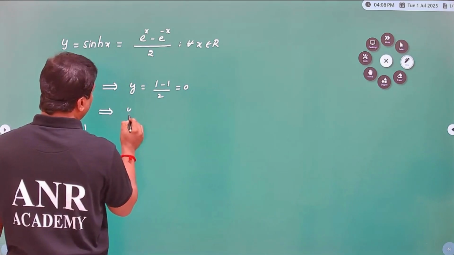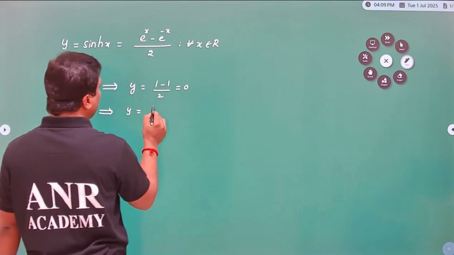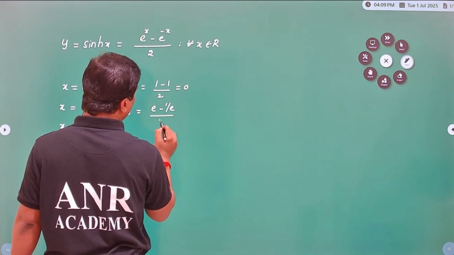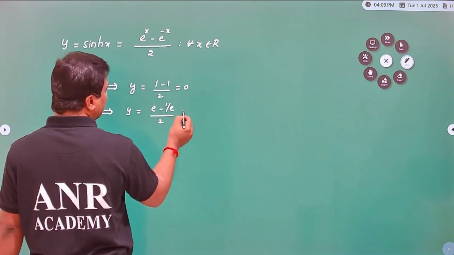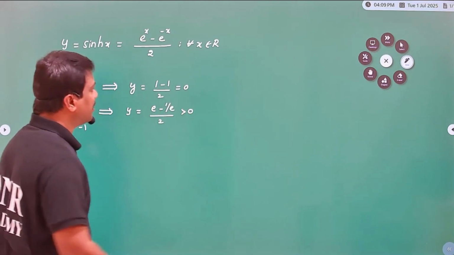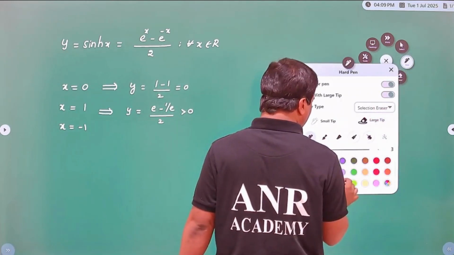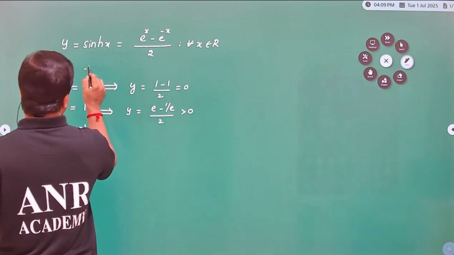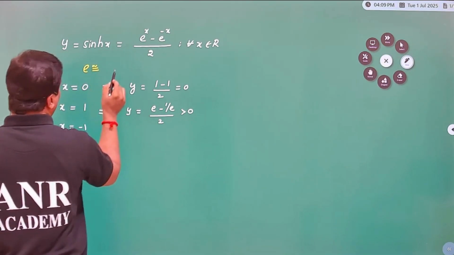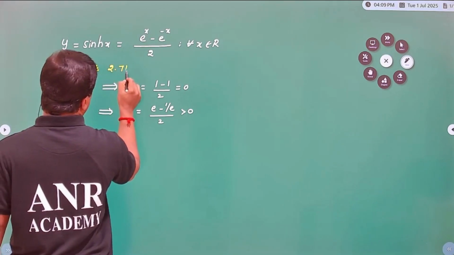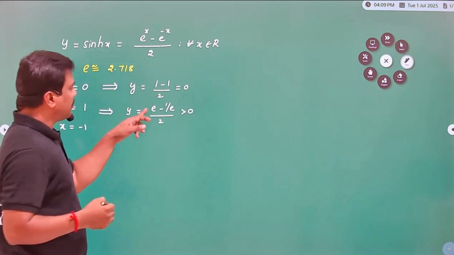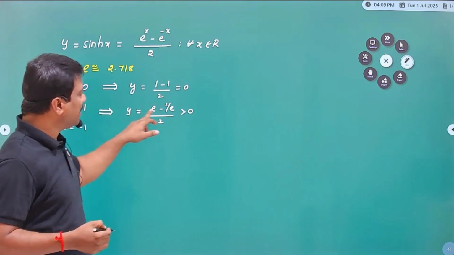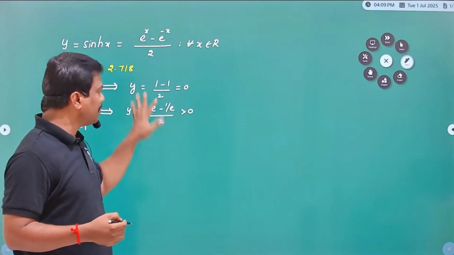Next, if you give input 1, it becomes e power 1 minus e power minus 1, nothing but 1 by e, whole divided by 2. This gives the positive result. Why? Because the value of e, we know, is the Euler number, and its value is approximately 2.718. Substituting 2.7 in place of e, the value of y becomes 2.7 minus 1 by 2.7, whole divided by 2, which gives a positive result.